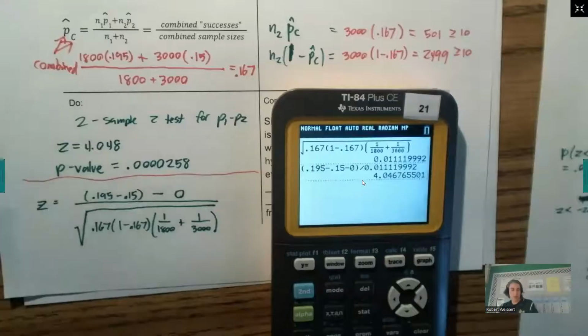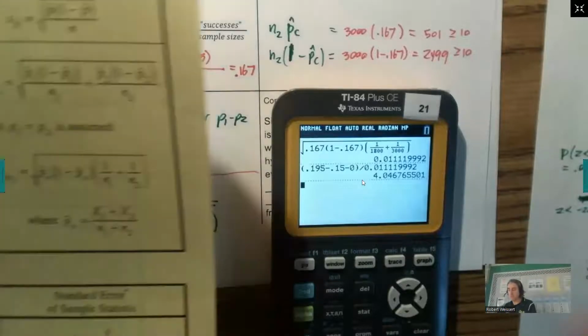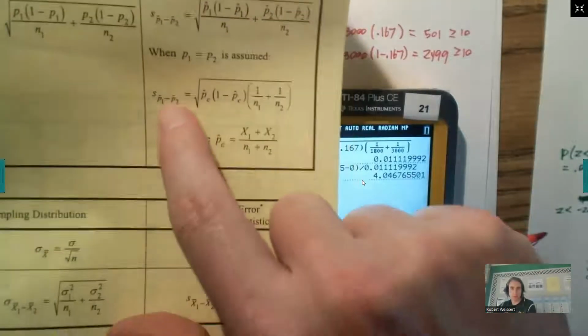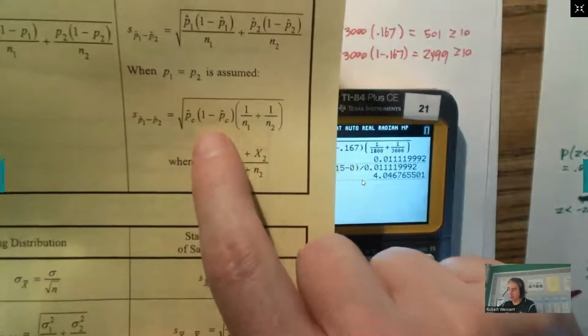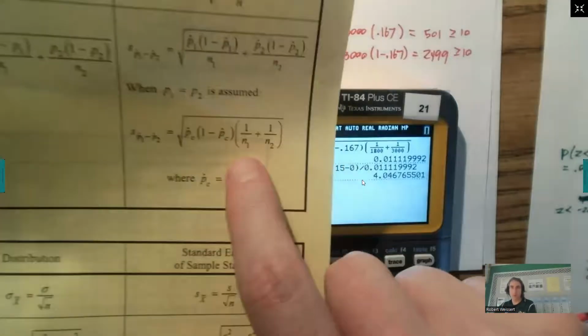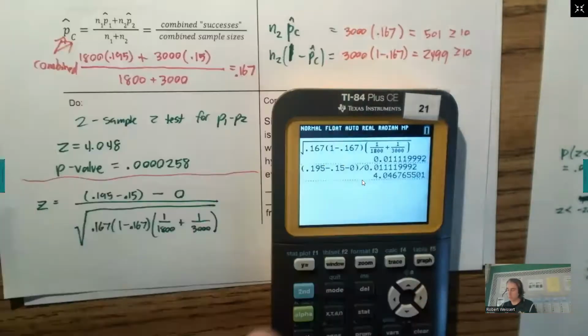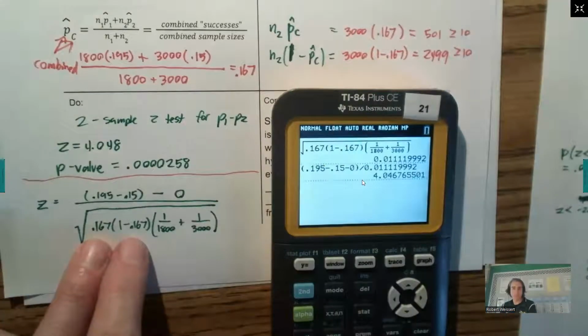All right, I have it written out here. I want to point out where on the formula sheet you would find that. Over here, you're going to see this formula for the standard error of the difference in the 2 proportions. You're going to have your pooled proportion, 1 minus your pooled proportion, 1 over n1 plus 1 over n2. It's all right there, and it gives you the formula for the pooled proportion as well. I plugged them in right here.